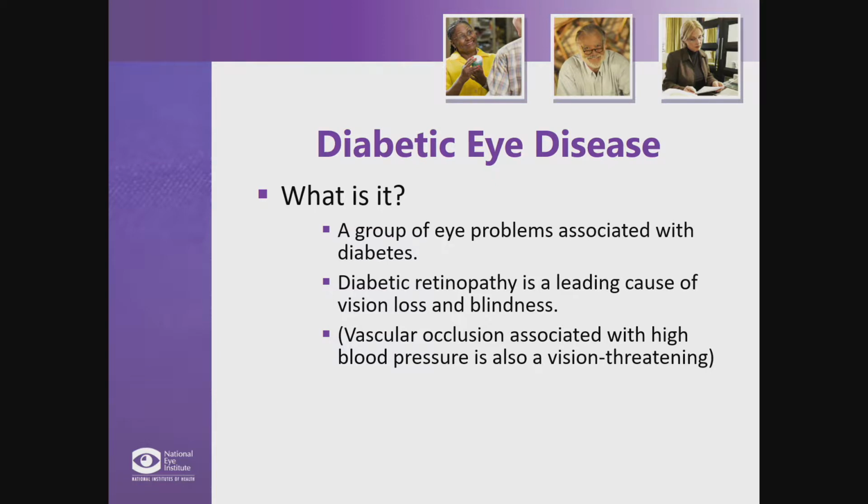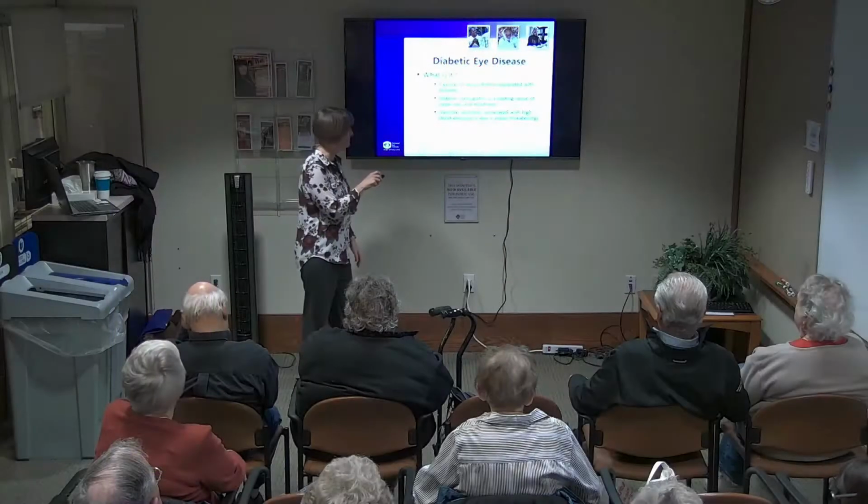So this is a group of eye problems that is associated with people who have diabetes. Diabetic retinopathy is a leading cause of vision loss and blindness. It's very common, and the longer someone has diabetes, the more changes that we tend to see. The worse control they have, definitely the more changes we see. One other thing I just wanted to mention, it's not specifically a diabetic eye problem, but high blood pressure tends to run with diabetes, and sometimes we see blood vessels that get sort of blocked off and people lose vision along a blood vessel pathway related to their high blood pressure.